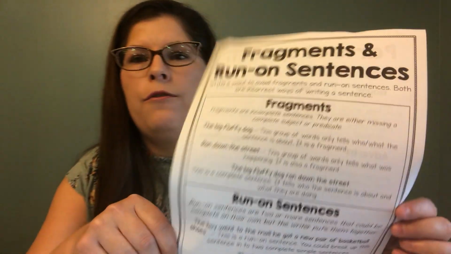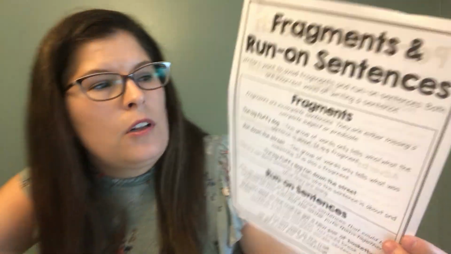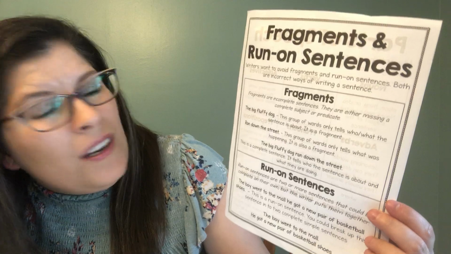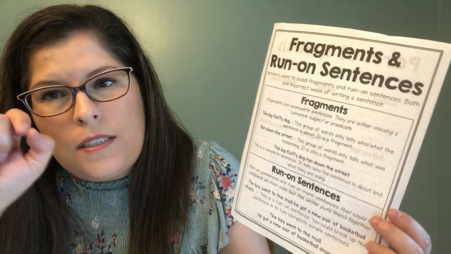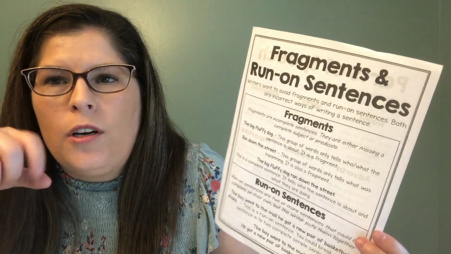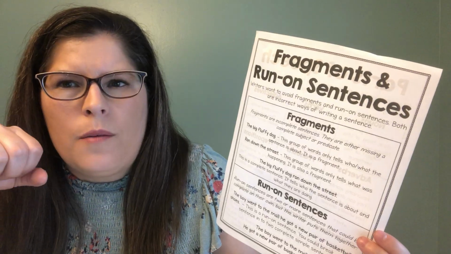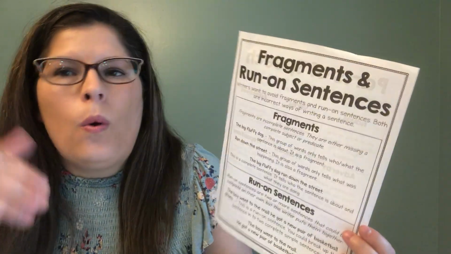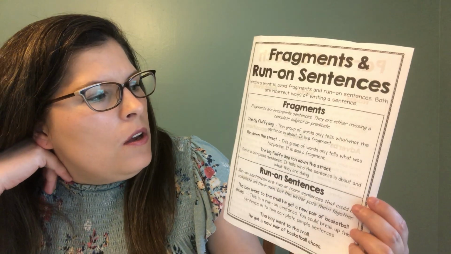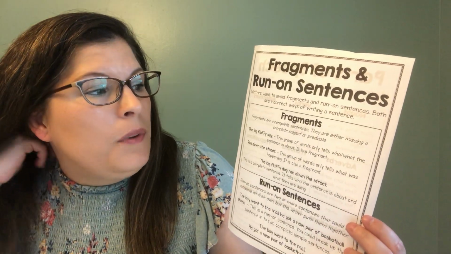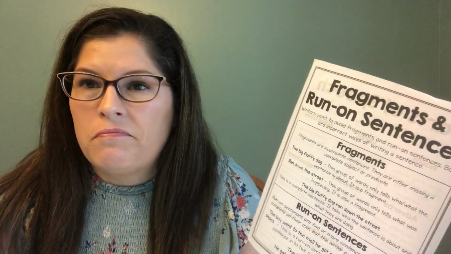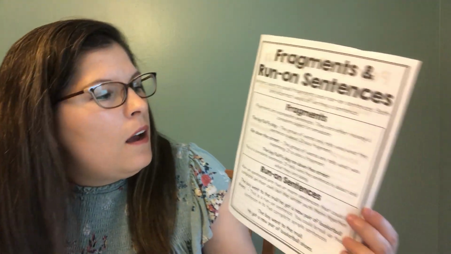So what is a fragment of a sentence? We're going to look at these two. I'm going to put this up on the Google Classroom too. Fragments are incomplete sentences. They're just a piece. That'd be like trying to grab a cookie and you only got a little piece of the chocolate chip or a little piece. You didn't get the whole cookie. This is not the whole sentence. So they are either missing a complete subject or predicate, the cookie. That's not a whole sentence.